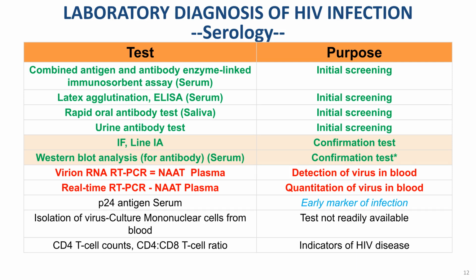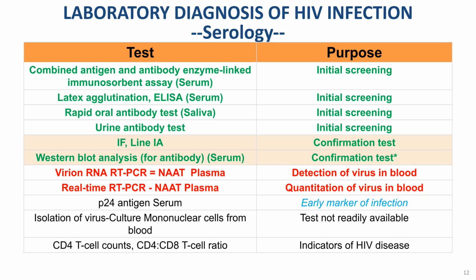When a screening test is positive, we need confirmation. This is where immunofluorescence assays or line immunoassays come in. The Western blot analysis was traditionally used as the gold standard confirmation test, but newer algorithms are moving toward using a second different antibody test for confirmation, followed by an RNA test if results are discordant.